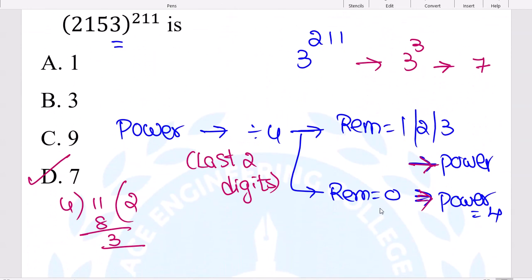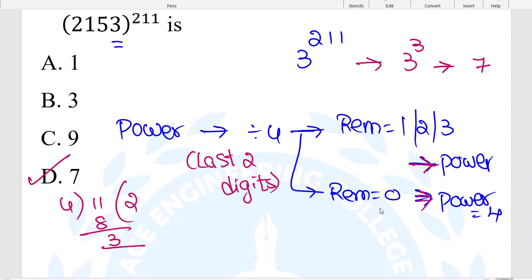That is why I am asking you, power equal to 4 when remainder equals 0. When you divide a number with 4, remainders are 0, 1, 2, 3. For 1, 2, 3, put directly 1, 2, 3. But if it is 0, instead of power 0, put it like 4. It is a standard method, not only for this question, you can apply it for any number.